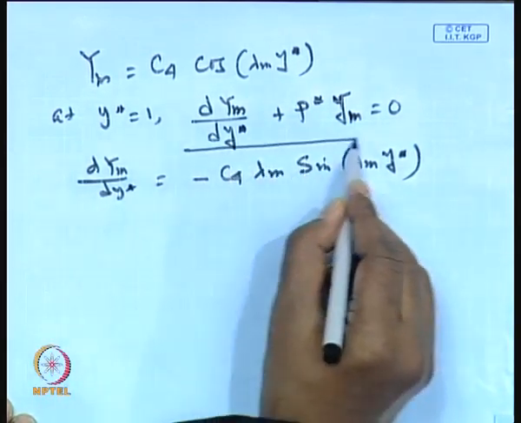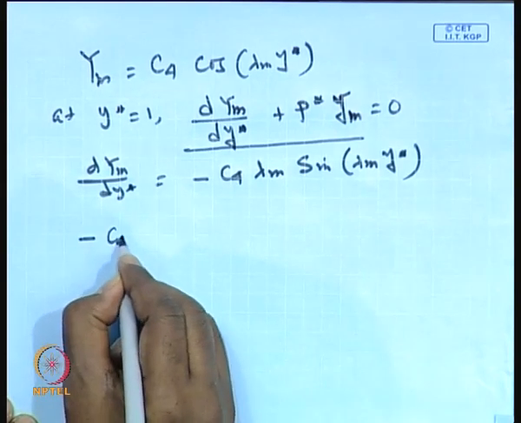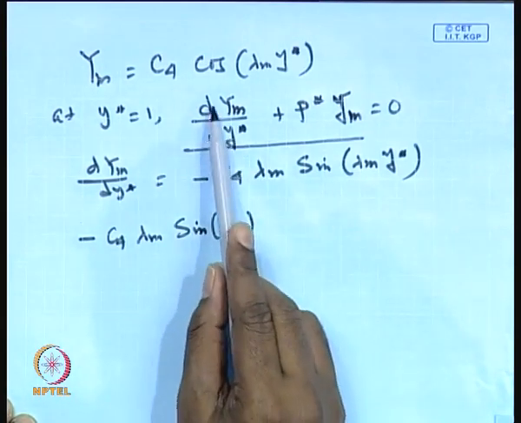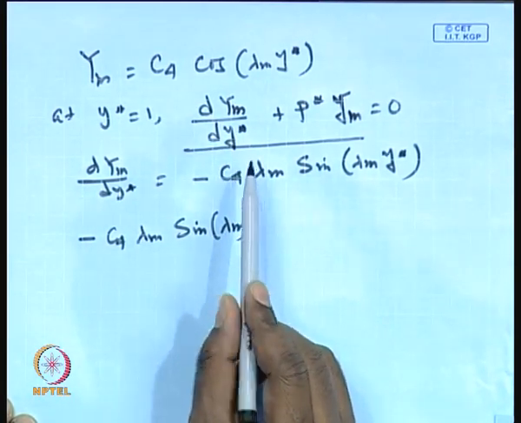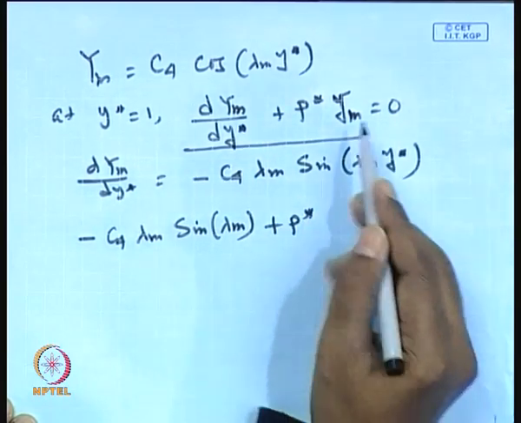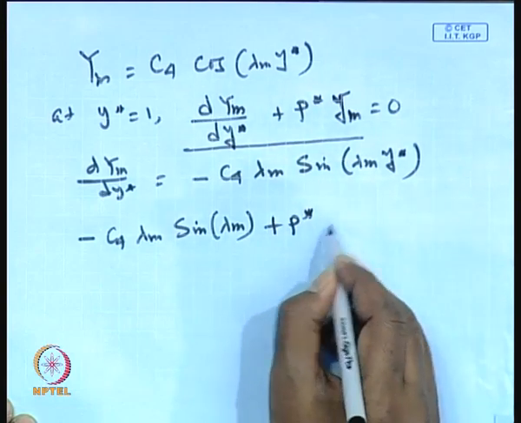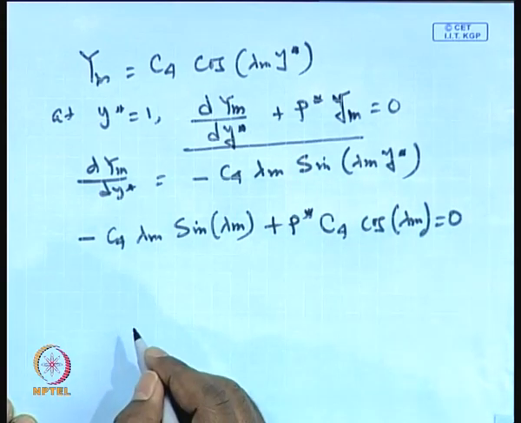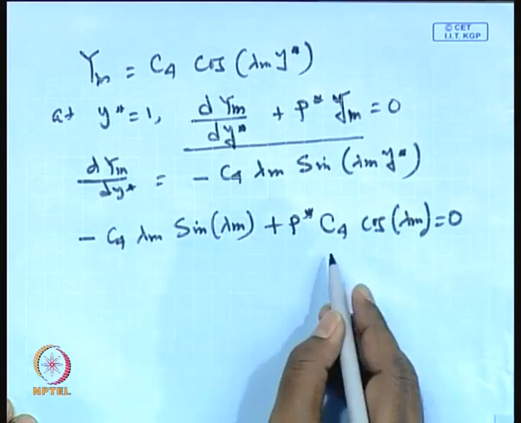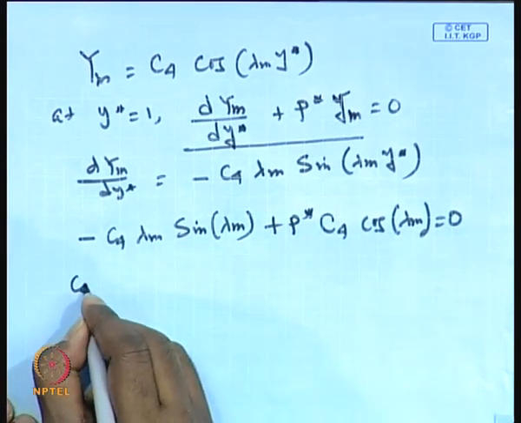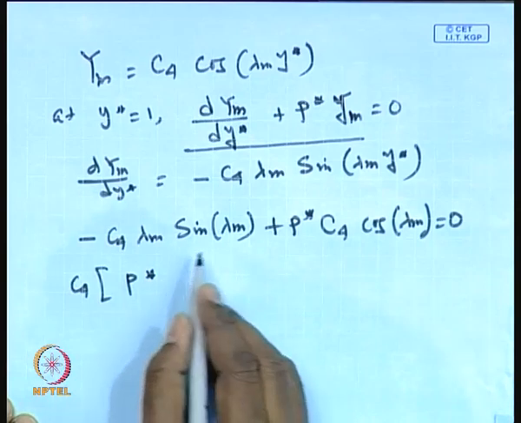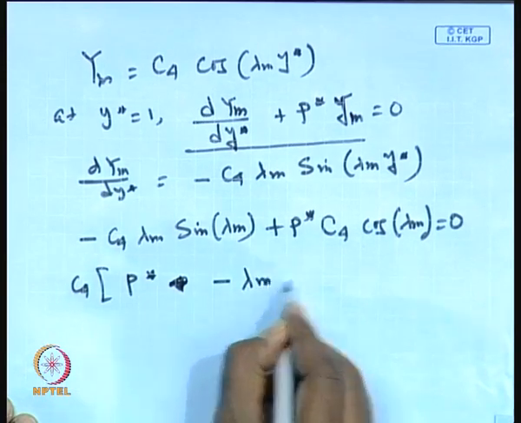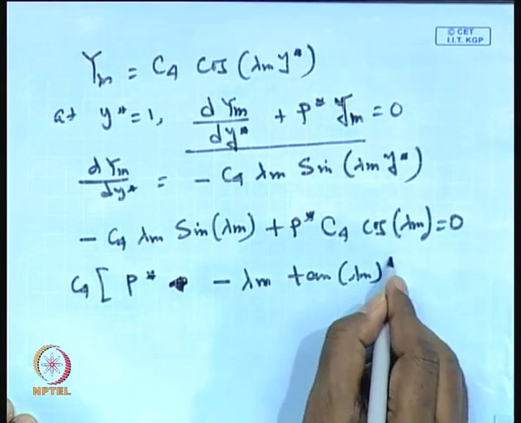So, if you put this boundary condition here, what you will be getting is minus c 4 lambda m sine lambda m. Okay. That is this part evaluated at y star is equal to 1, plus p star y m evaluated at y star is equal to 1. That means this will be nothing but c 4 cosine lambda m equal to 0, right. So, what do you get? C 4 multiplied by p star minus lambda m tan lambda m will be equal to 0.